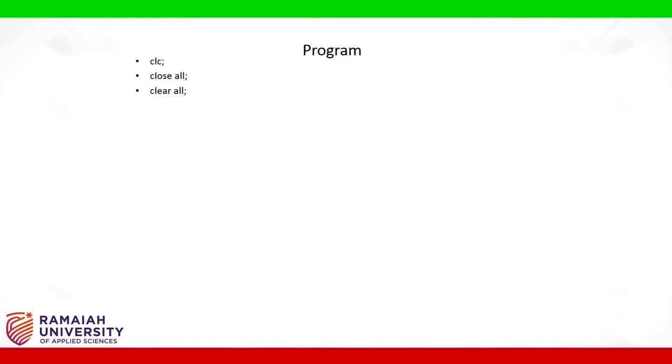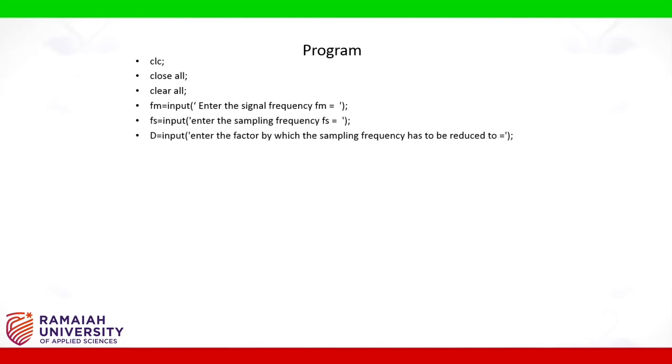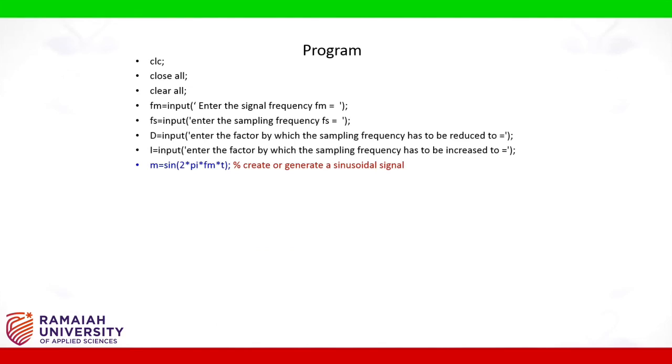Program: CLC to clear the command window, close all for closing all figures, clear all to clear the workspace. FM getting the signal frequency, FS getting the sampling frequency, getting the decimation factor, getting the interpolation factor, generating a sine wave, converting sampling frequency to sampling interval, setting the range for the sine wave for plotting.